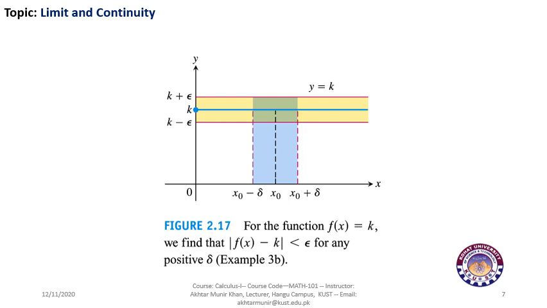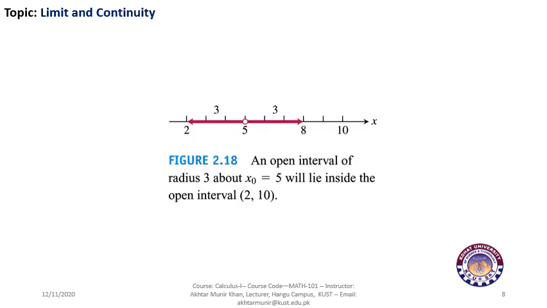So here, for a constant function, there is no restriction on the delta. The only restriction is that delta should be positive, strictly greater than 0. So corresponding to every epsilon, no matter which epsilon we are selecting, any delta value will work for this purpose. So an open interval of radius 3 about x naught will lie inside the open interval. This is just an interval representation.